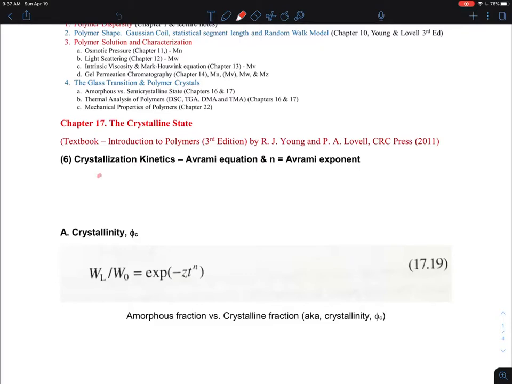So in the 1940s, Melvin Avrami, who was at Columbia University, published a paper on essentially a general theory on phase transition kinetics, whether it's homogeneous or heterogeneous nucleation, and depending on the dimensionality.